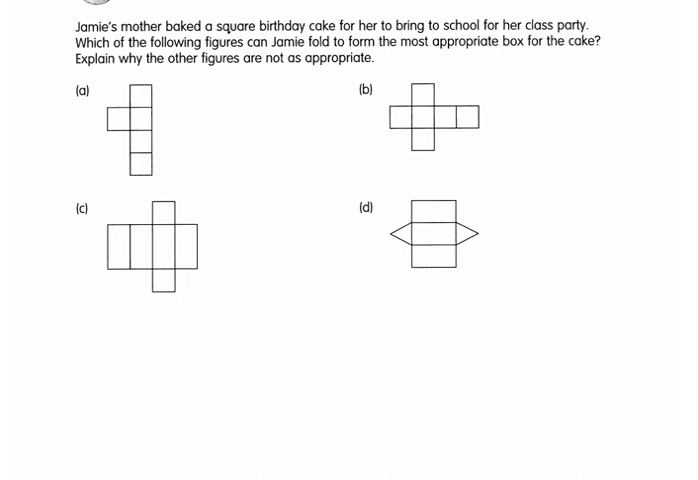It cannot be A. Why can't it be A? Because it only has 5 faces. Only 5 faces, right? It cannot be C because it is supposed to be a square birthday cake, right? It cannot be D because D is a prism. So, explain why the other figures are not as appropriate. Maybe you can just circle the answer B. Then you can write for part A. Because you want to explain why the other figures are not as appropriate. Okay, it is missing 1 face. Okay, it has only 5 faces, also can.